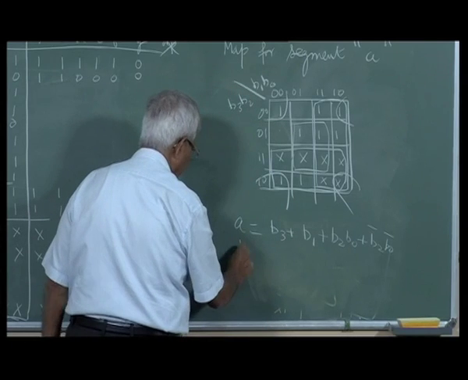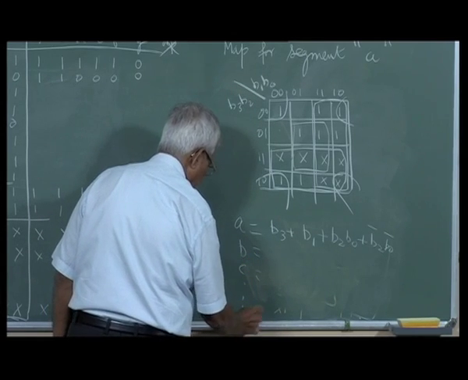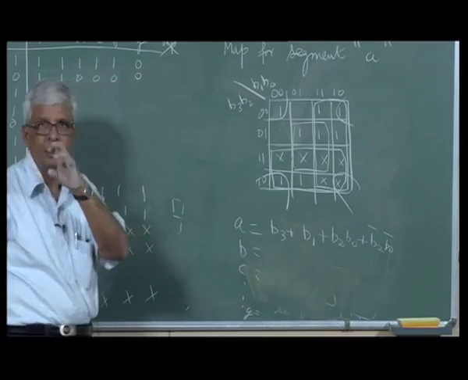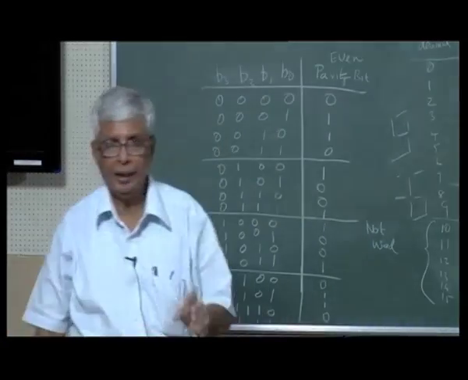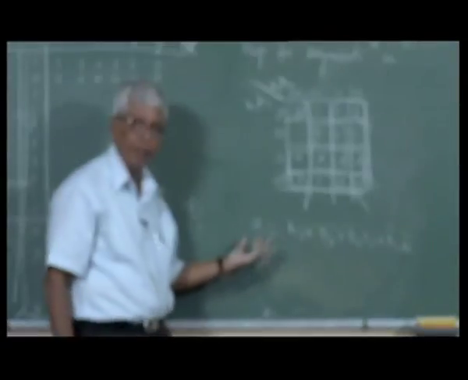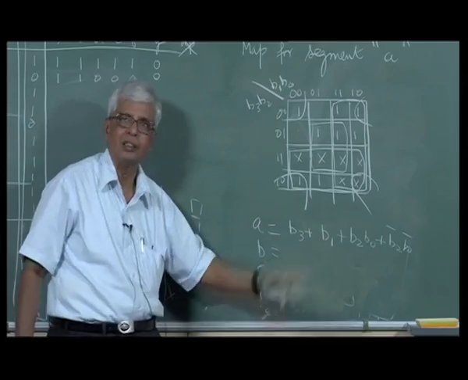Like that you write for B, C, G and draw the circuit for each one of them. In fact, you can do one step further by identifying terms which are common. Supposing the same term appears here, I don't have to build 2 circuits. I can use the same term here as well as here.